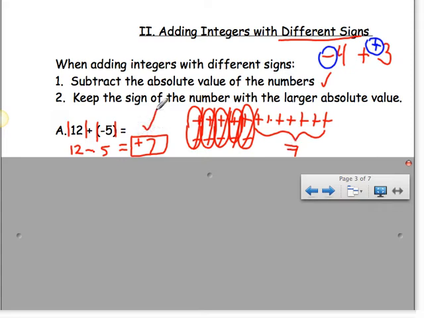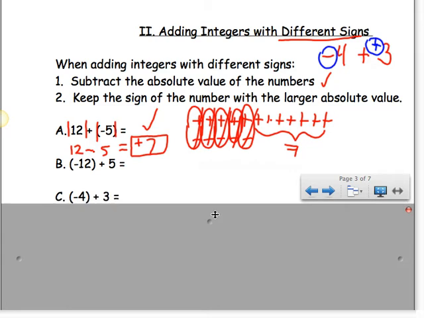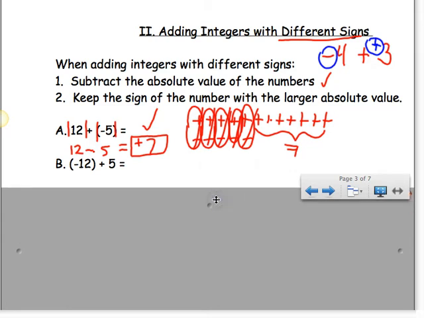Let me show you one more example. B, I have -12 plus 5. So this time you can see it's the same numbers, but this time I have the negative bigger than the positive. So the steps are still the same. My first step, subtract the absolute value of the numbers. The absolute value of -12 is 12. The absolute value of 5 is 5, so 12 minus 5 equals 7, just like last time.